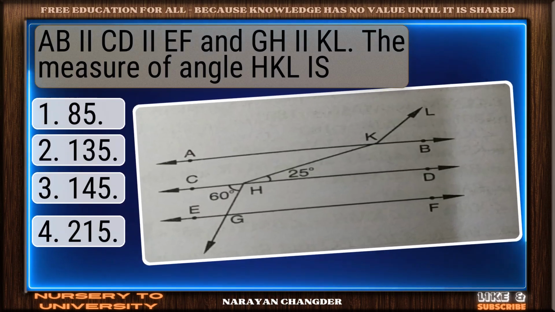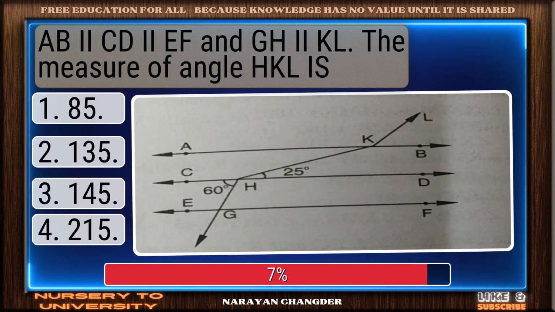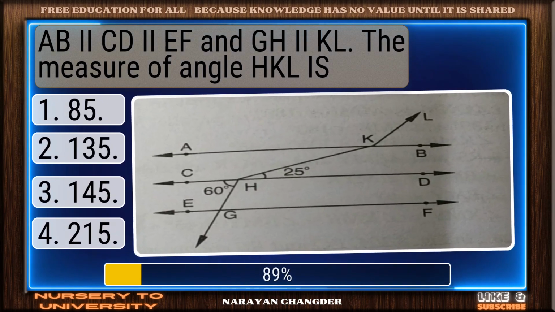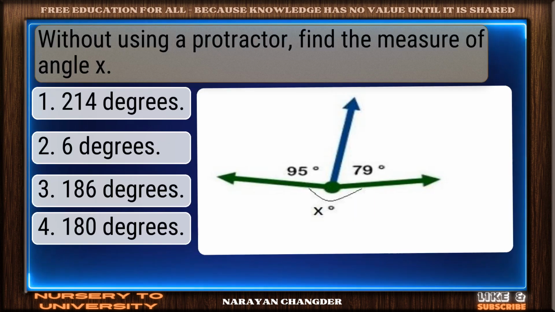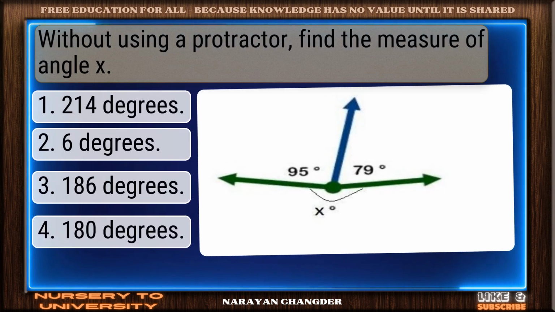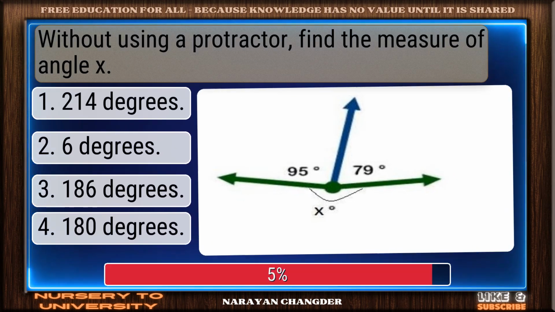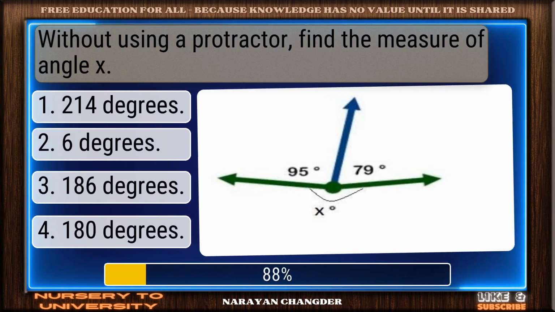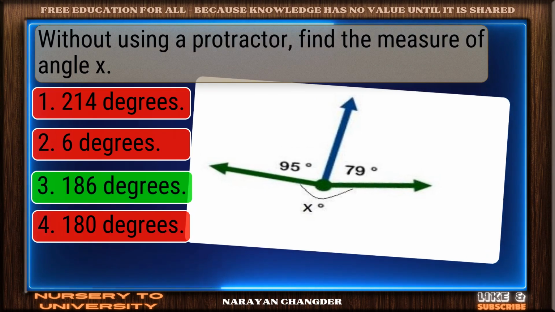Question number 11. The measure of angle x is... Perfect. 135 is the correct choice. Question number 12. Without using a protractor, find the measure of angle x. Correct response. 186 degrees is the most accurate answer.